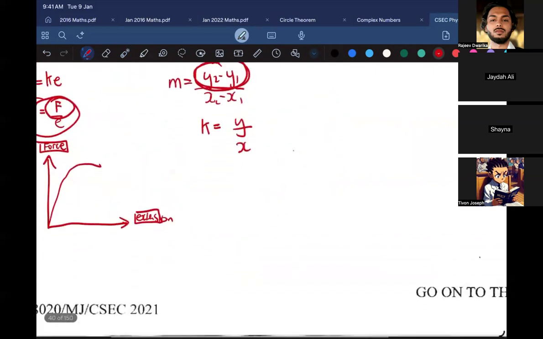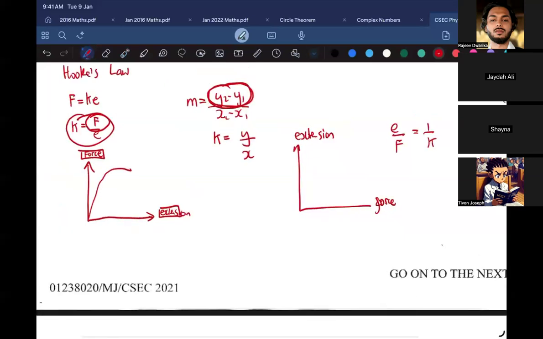Yes. If you have a graph of extension versus force, though, you're gonna have a little more work to do. Understand? Because if you find a gradient for this, you find extension over force, which is actually equal to 1 over k, the inverse of the spring constant. So that's the main takeaway I want you to learn from Hooke's law.